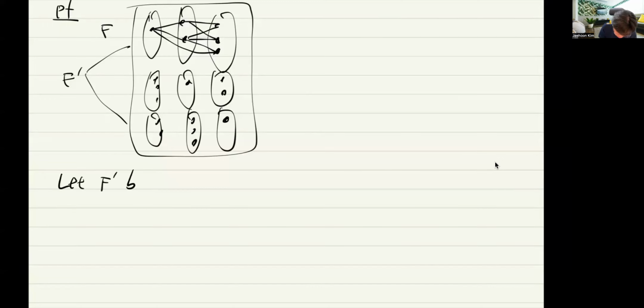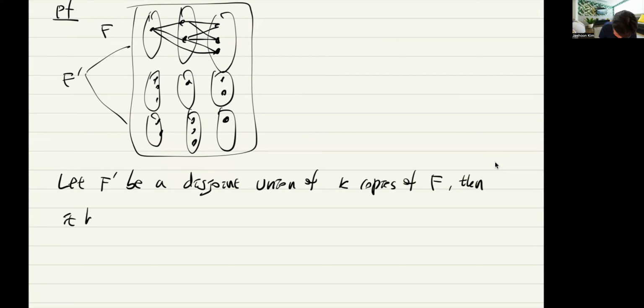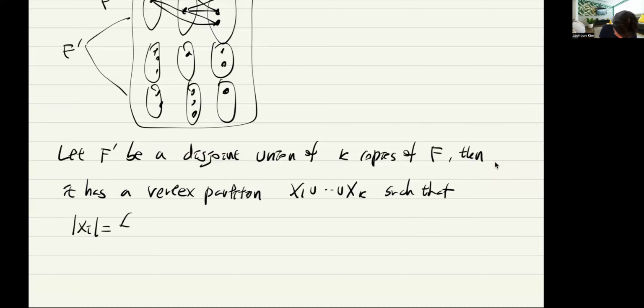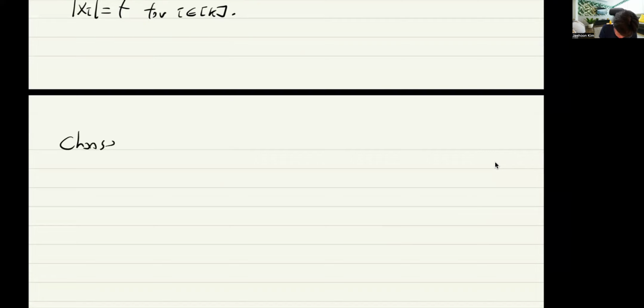So let F prime be the disjoint union of k copies of F. Then it has a vertex partition X1 to Xk such that each Xi has size f, and each is an independent set. So let's choose delta so that what?